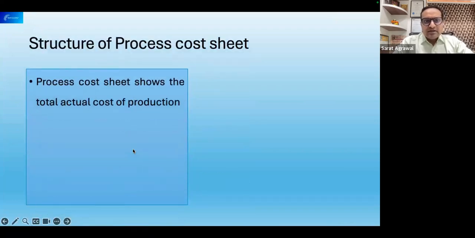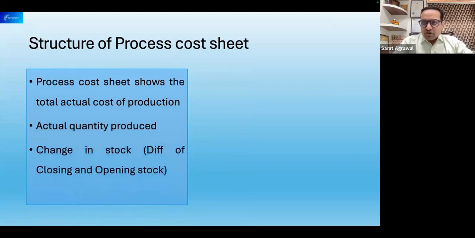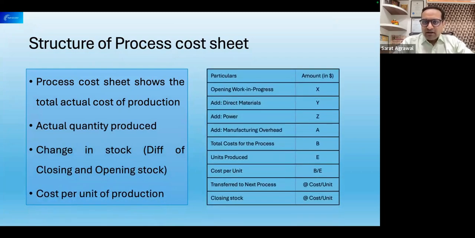First of all, let us understand the structure of the process cost sheet. It shows the total actual cost of production, quantity produced, change in stock, that is opening stock and closing stock, and cost per unit of production. The total structure has opening stock, direct material, utility, manufacturing overhead, total cost, units produced, cost per unit, and closing stock and transfer to next process. So this is what the process cost sheet comprises.